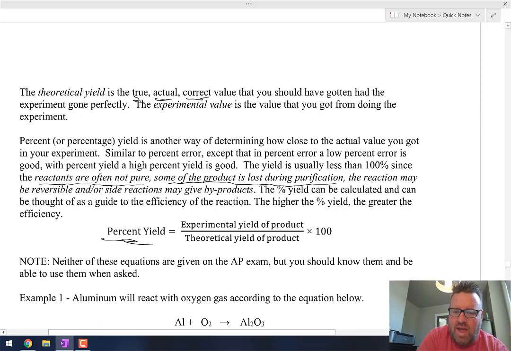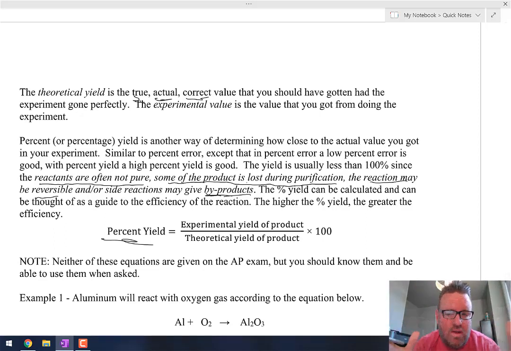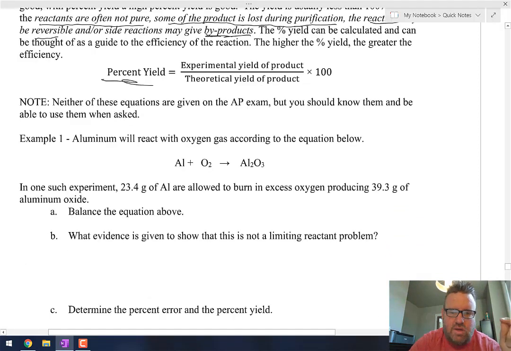Or you may have the reaction be reversible, so as you're forming some products, some of those products are reacting with themselves to reform some reactants, or they might be reacting to form what are called byproducts, some products that aren't even part of that reaction. So those are just some ideas why you might not get a 100% yield when you do an actual reaction experiment.